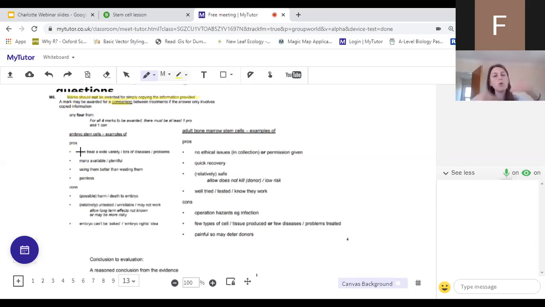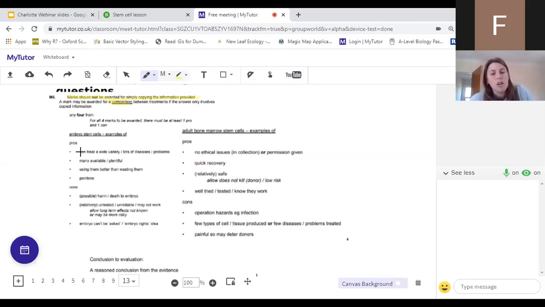And all of those points you can deduce from that passage that they gave you. They've been quite kind here. They could have just said, evaluate stem cells from embryos or bone marrows, but they have given you a passage to work from. So you needed to have at least one pro and one con, and 4 of those points. And finally, you need a reasoned conclusion from the evidence.